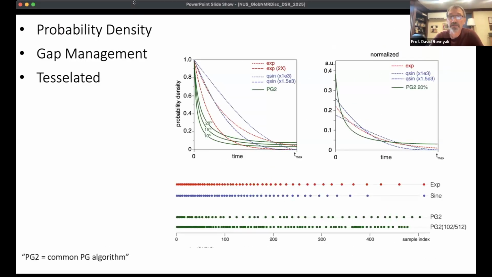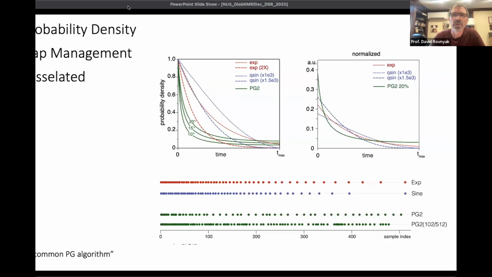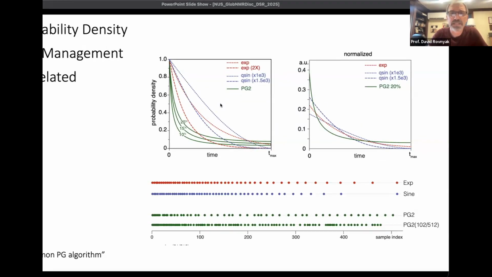Different weighting functions give you different distributions of points and help to bring in some of the gap management and tessellation concepts. So here are some common PDFs on the left-hand side. They include exponential PDFs, a sinusoidal PDF that we like, also the very well-known Poisson gap PDF. By the way, I tend to say PG2, but that's what most people know as PG. And just to emphasize that these are not as different as they initially look, the normalized display on the right shows a more faithful comparison of the probability density functions, where you see that they're actually more similar than they might first appear.